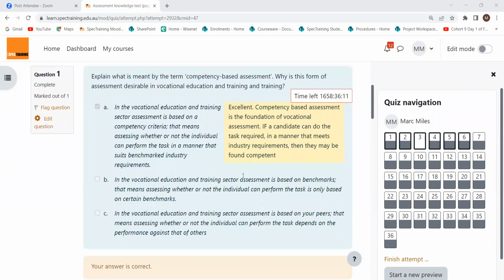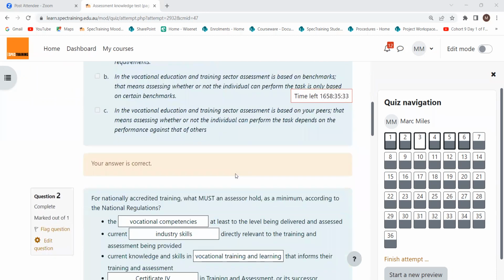It says, explain what is meant by the term competency-based assessment. Why is this form of assessment desirable in vocational education and training? Okay, and excuse the typo there. So question one, that's the question, and the answer is pretty much A. In the vocational education and training sector, assessment is based on competency criteria. That means assessing whether or not the individual can perform the task in a manner that suits benchmark industry requirements. Okay, so that's the answer A. All right, so you should be good there.